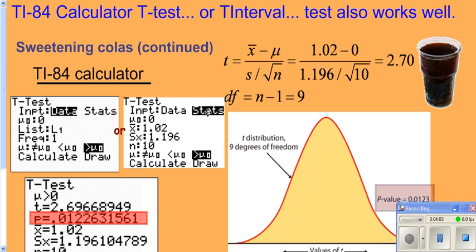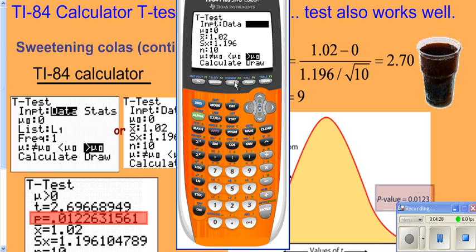Now, we can also use your calculator to do this for you. So on your calculator, there's a couple ways you can do it. You can enter your data into list 1 and figure out your mean and standard deviation, and then just enter that in here. If you want to, you could put your data into list 1. When you go to your t-test, instead of having it on stats, you'd arrow to the left and hit data.